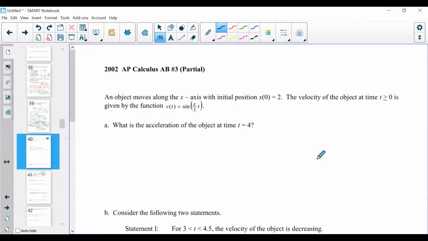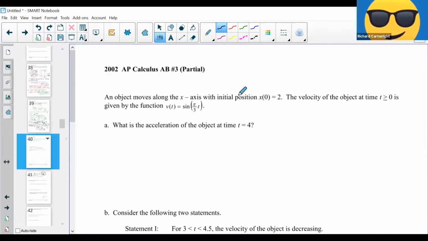Okay. So let's finish this last one. An object moves only on the x-axis with the initial position 0, 2. And he's given me the velocity at time t. Any time greater than 0 is given by this function. So that's my velocity after 0. What's the acceleration?